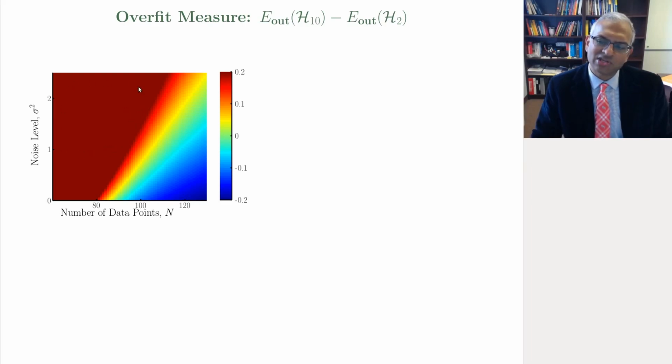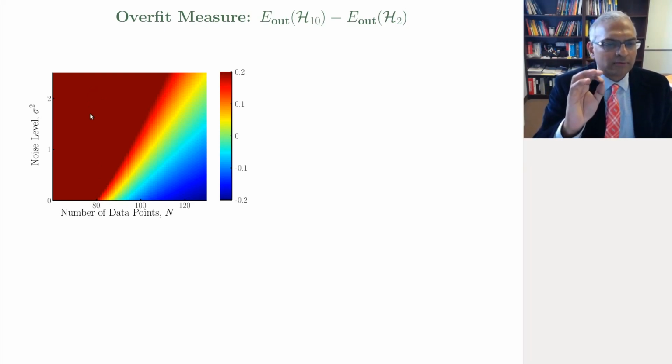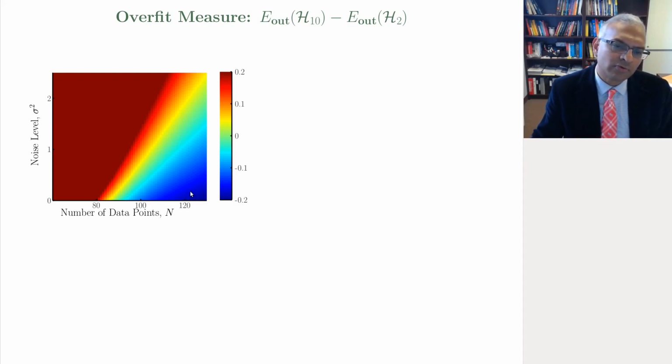So this deep red region is the region of severe overfitting, and this blue region is the region where there's no overfitting. So in the deep red region, you'd rather choose your H2, your second order fit, over the 10th order fit. And in the blue region, you would rather choose your 10th order fit over your second order fit.